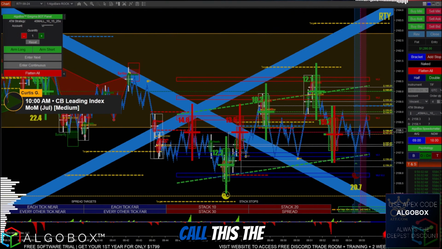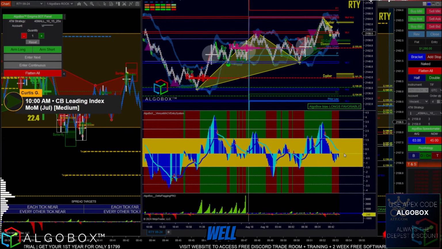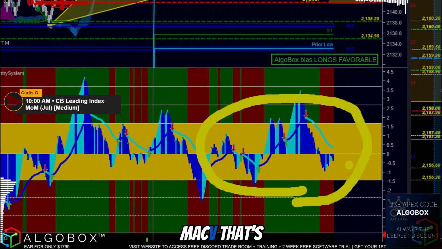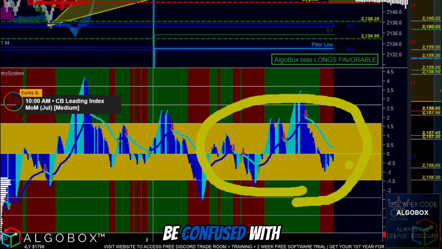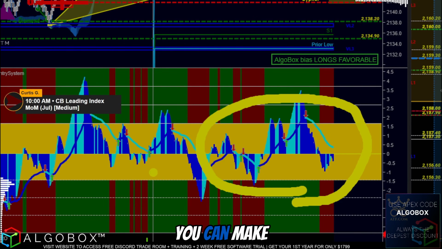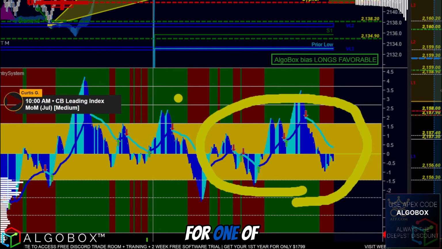Okay, so I want to call this like a money shot filter. Like, what's the best opportunities? Well, we have this one focused in on this area down here. This is the MACV. That's the MACVinny, because not to be confused with the MACD. And this little zone, this yellow zone here, you can make this whatever color you want. If you turn this filter on, then this makes it very simple for when are the best trade opportunities.